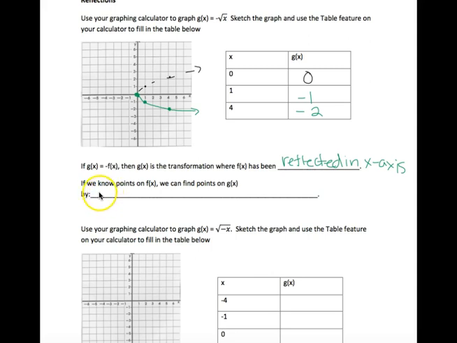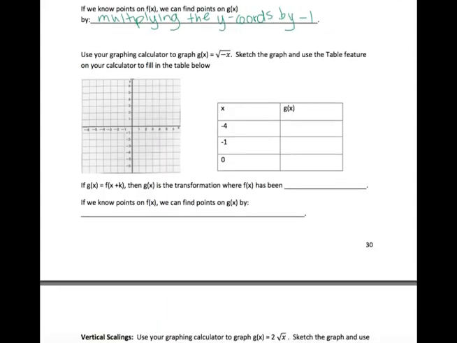So in this case, we would say by multiplying the y coordinates by negative 1. And that's what we would have there. So we've described the name of the transformation, meaning what's happened when I look at the graph, and how I would get the actual points from the original.